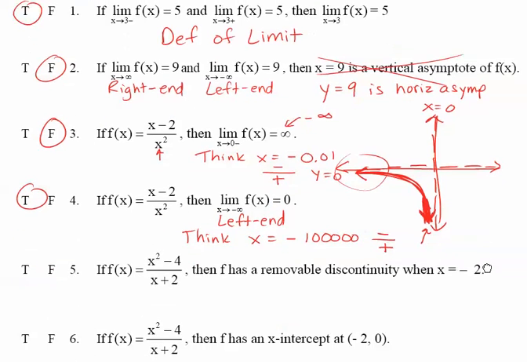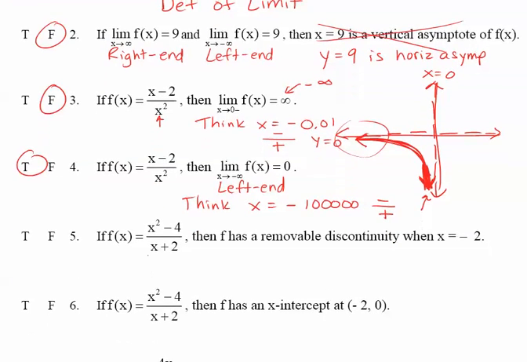And in question 5, here we have a function that has a common factor. So if we factor and cancel, we can see that there's not a vertical asymptote at negative 2. There's a hole in the graph at negative 2. So a hole in the graph does give us a removable discontinuity.